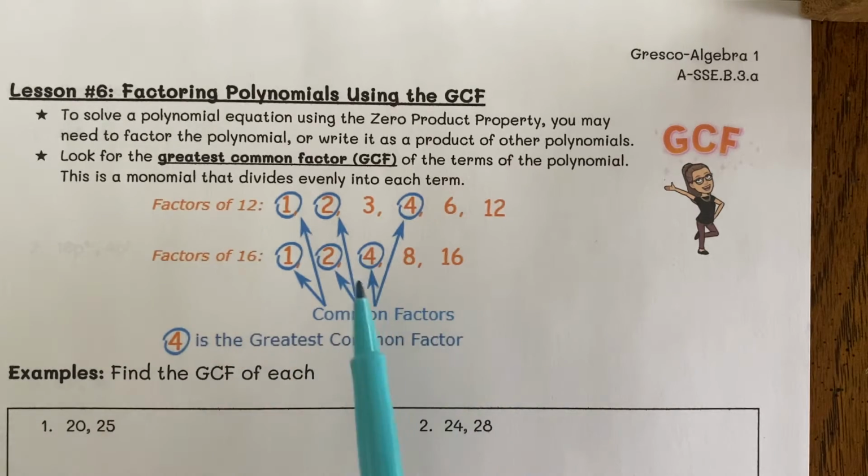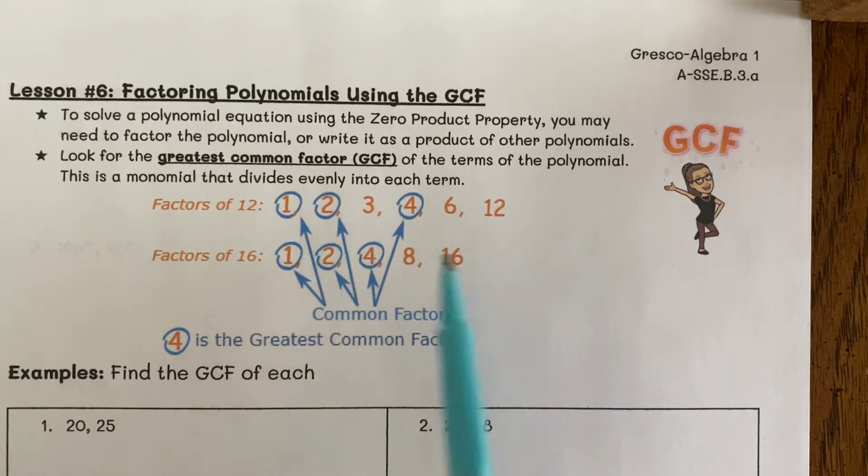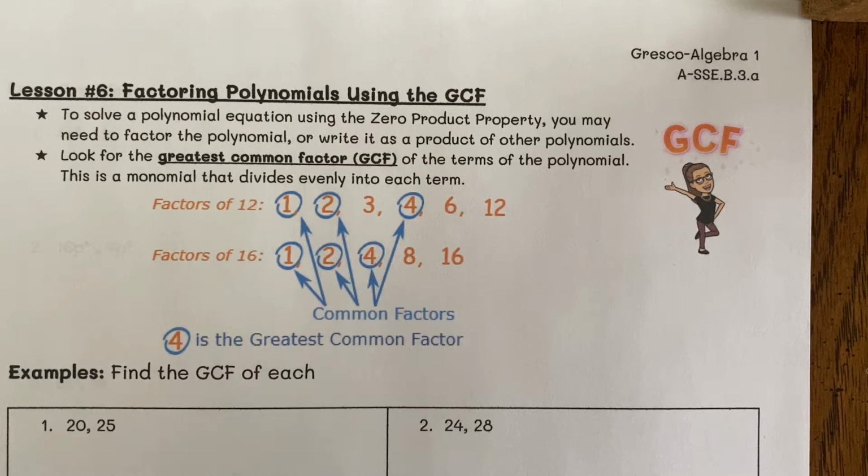So this is just a guide example. You're given two numbers, 12 and 16, and you list all the factors out. The ones that are circled are all the factors that they have in common, but the GCF is the biggest factor that they have in common. So between 12 and 16, the GCF is 4.